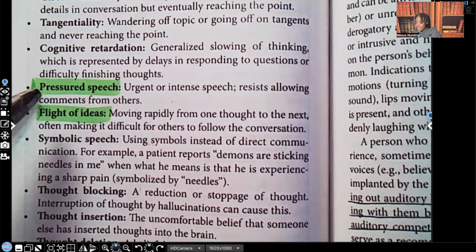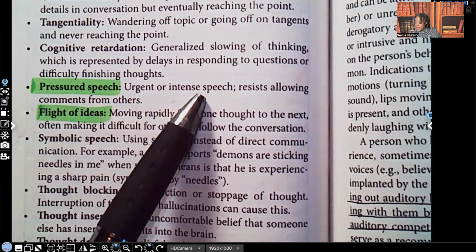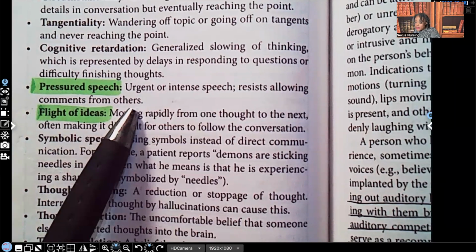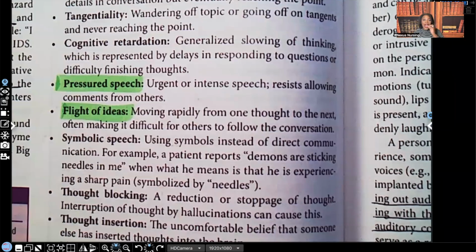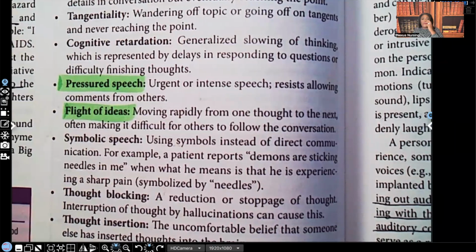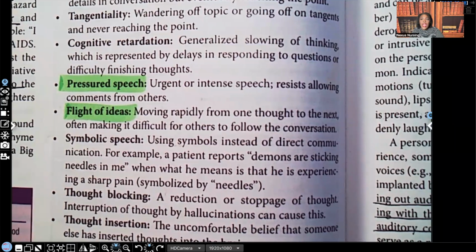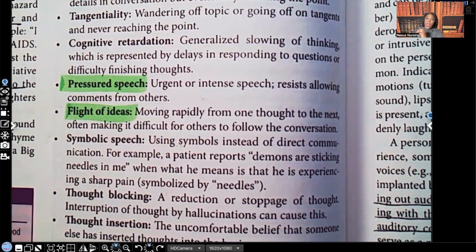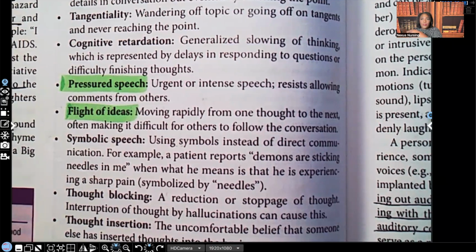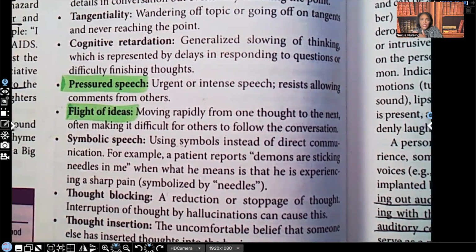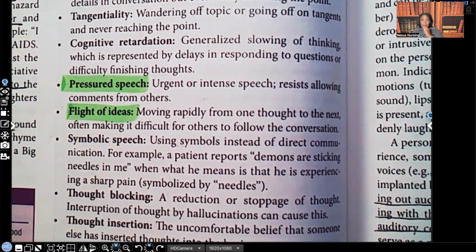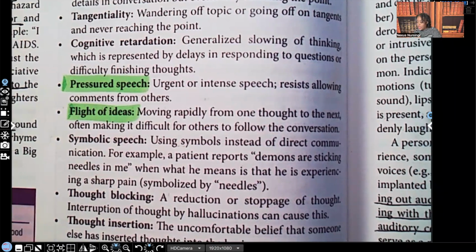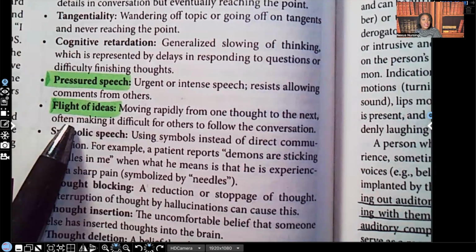Pressured speech. This is an urgent or intense speech. It resists allowing comments from others. So they're talking a mile a minute, and it's called pressured speech because they're pressuring those words out, and they're talking so much. They're not even giving the person that they're talking to a chance to respond or get one word in. That's pressured speech.